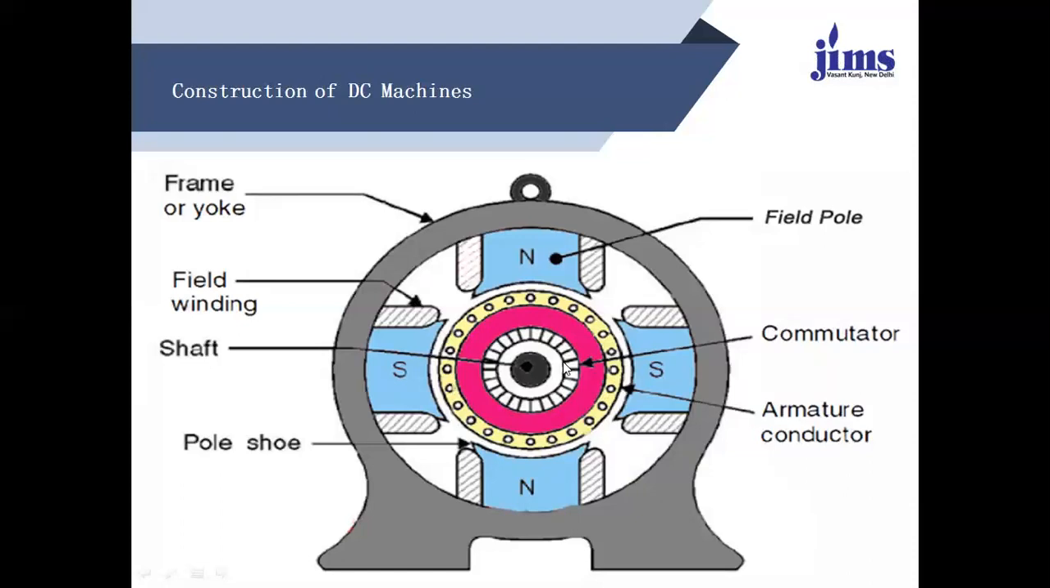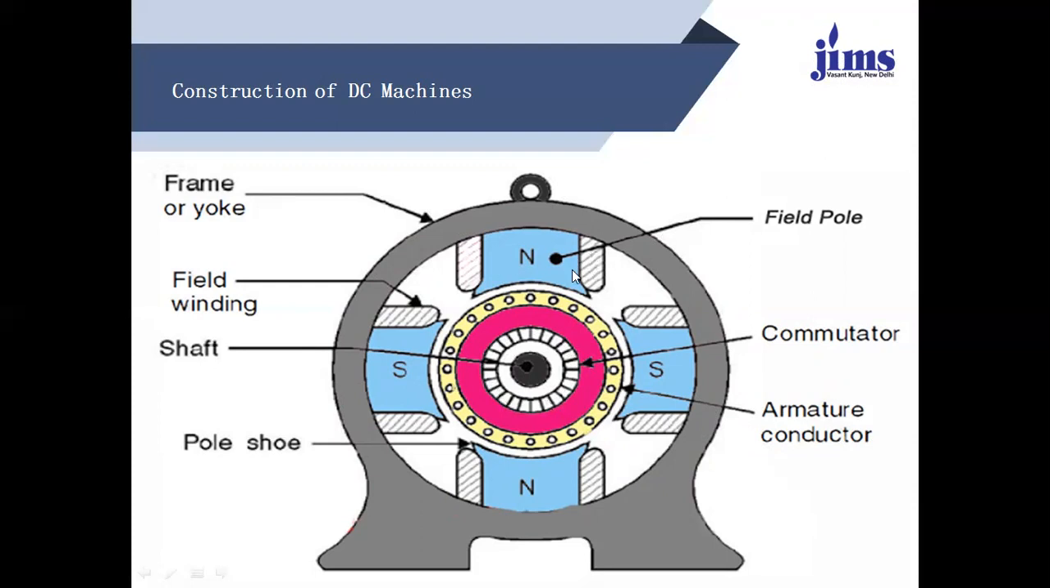So the commutator segment will be helpful to make the connection between the rotating part and the stationary part. Over the commutator there are brushes. Brushes are placed over the commutator, so they will be helpful to take out or give in the supply to the rotor part of the machine.